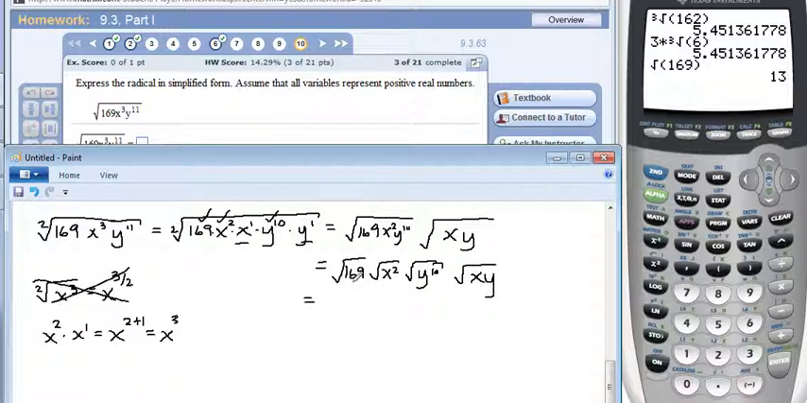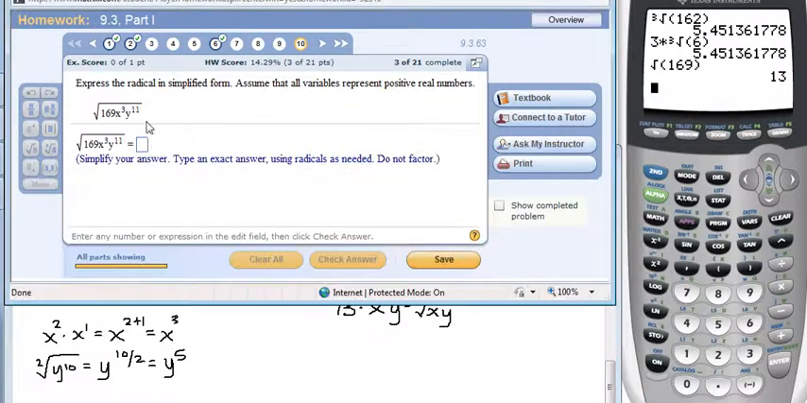The square root of 169 is 13. The square root of x squared is x. And the square root of y to the 10th is y to the 5th. Now why is that? Because remember, square root of y to the 10th is the same as 10 over 2, which is 5. So you're always taking this divided by that, this divided by that, okay? And then we have the xy left over. So it's 13xy to the 5th times the square root of xy.